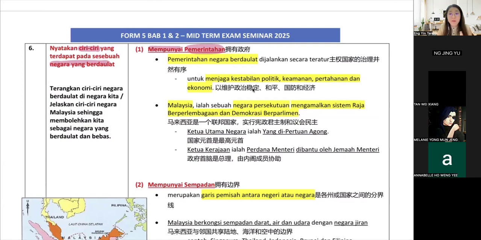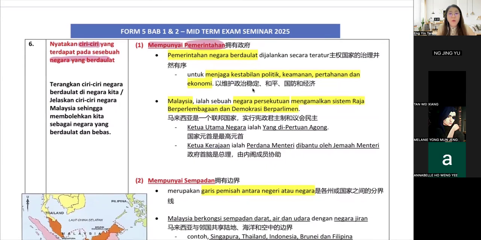Just now we mentioned the government system. And then we can elaborate who is the king. The king is Yang di-Pertuan Agong. Right now we're referring to negara. And then who is the ketua kerajaan? Who is the one that manages? Perdana Menteri. So if you're able to mention everything, you will get 1, 2, 3, 4, 5, 5 points over there. So when we have the power, we have our own government. GOV means government, manage.